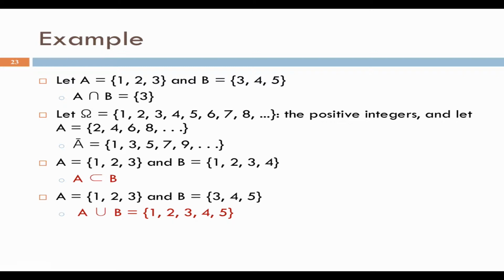And another example is when A is the set 1, 2, 3, and B is the set 1, 2, 3, 4. That basically means that A is a subset of B. And then going back to the first example, if A is 1, 2, 3, and B is 3, 4, 5, A union B would be 1, 2, 3, 4, and 5. Does that make sense?